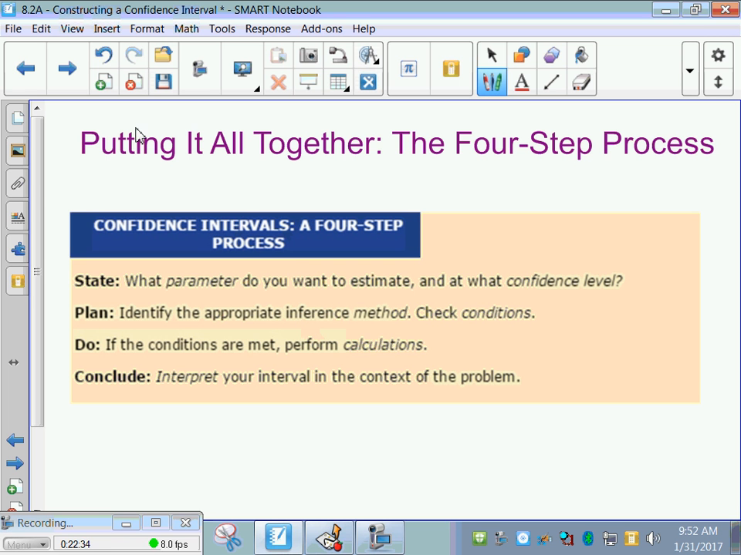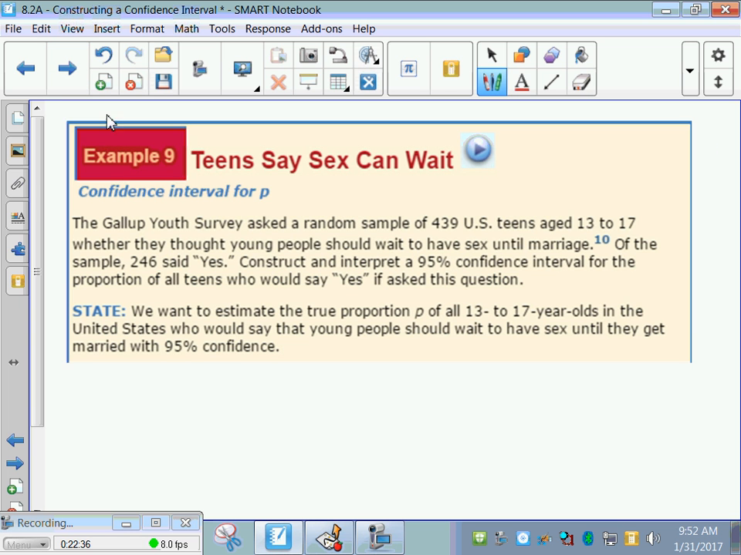State, plan, do, conclude. Okay, here we go. Teens say sex can wait. You guys ready for this? All right. This is too much. It's a little too much for me, too. All right. Here we go.